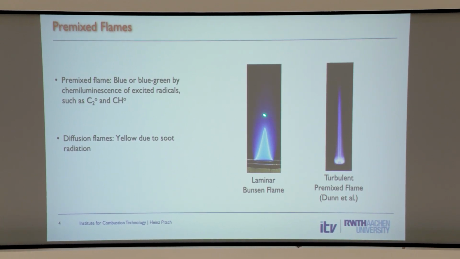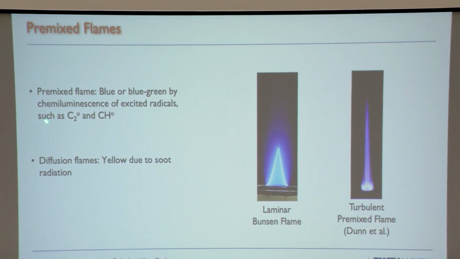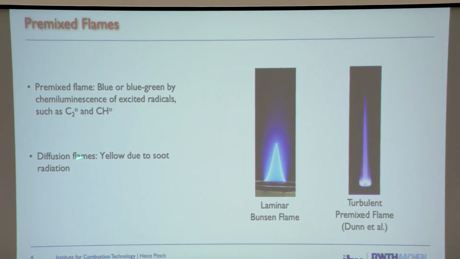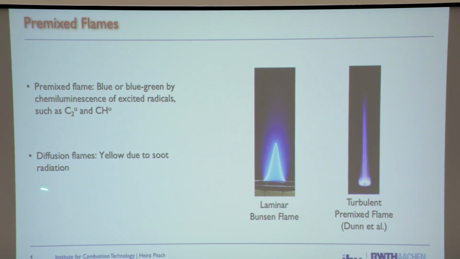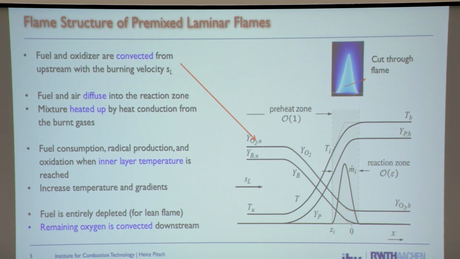This shows here a laminar Bunsen flame. You get this Bunsen cone. This here is a turbulent premixed flame. For diffusion flames, you get the yellow because of the soot radiation. Here, these are all lean or stoichiometric, so you don't get any of this soot. And so here the blue and the blue-greenish comes from chemiluminescence, from excited radicals. That's what I mentioned yesterday. And this is how the flame looks roughly.